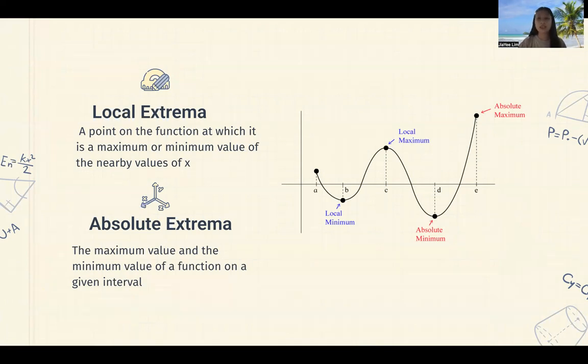So as you can see in the graph, local maximum and local minimum are the peaks of the curve. However, both of them are only the maximum or minimum of the neighboring x values. However, absolute minimum and absolute maximum are the smallest and the largest value of the entire graph.